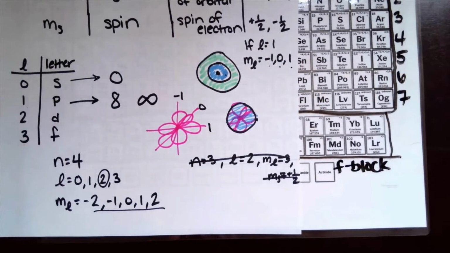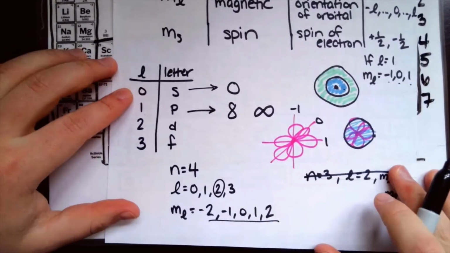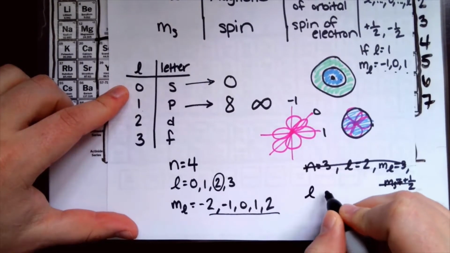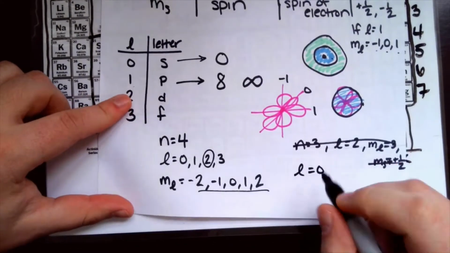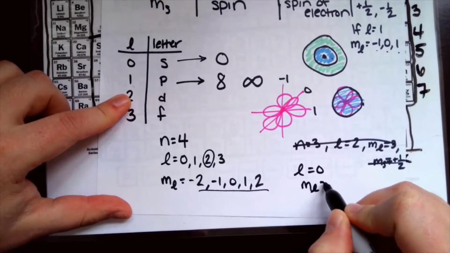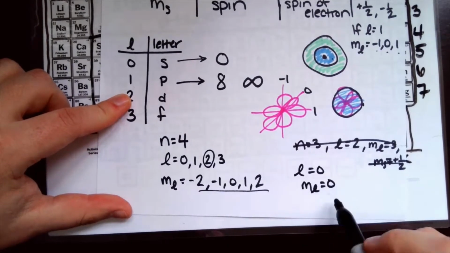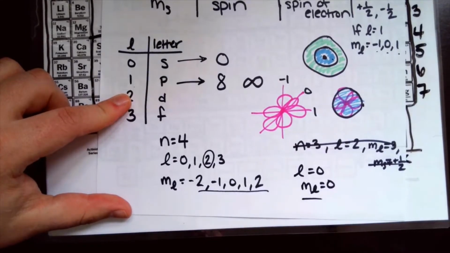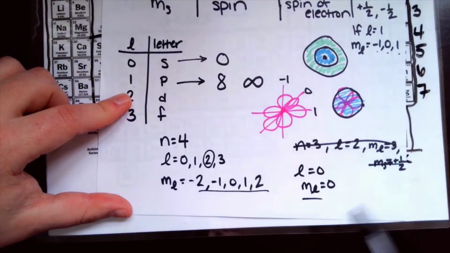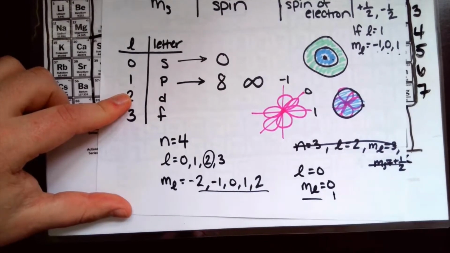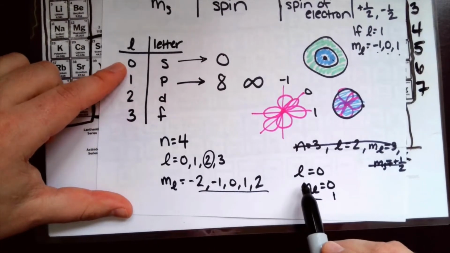So again, if L is 0, well, negative L to positive L, if L is 0, m sub L can only be 0, which means m sub L only has one value, right? So that means that there's only one, and remember, m sub L tells you the orbitals, so that means that there's only one orbital, because there's only one value for m sub L, if L equals 0.